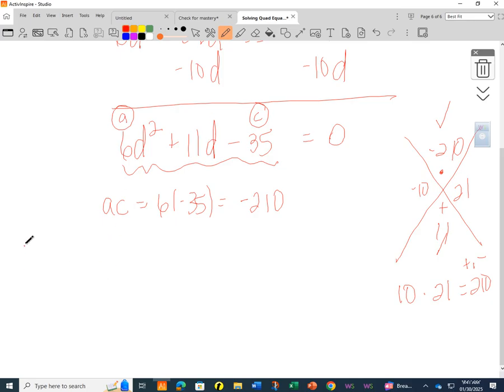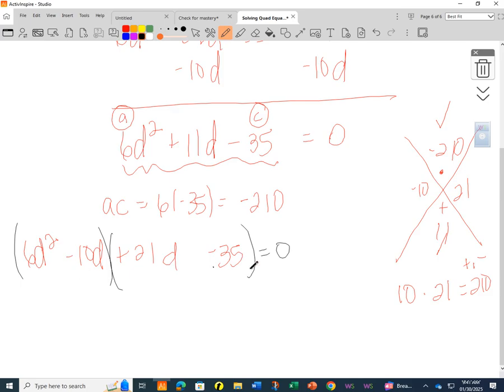So now we're rewriting. First and last terms stay the same, and we split the middle term. Minus 10d plus 21d. Now we factor by grouping. This is stuff we've done, so I'm going to go ahead and do this because I think we're running out of time. Oh, this is also equal to 0.